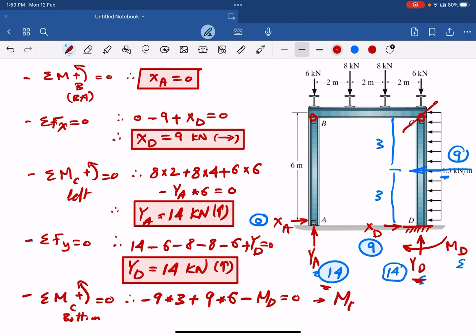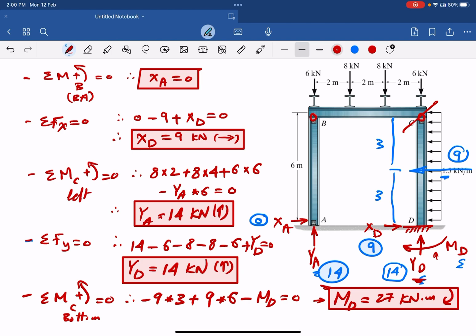And therefore we can get Md equals how much? Let's calculate this. So it will be 9 times 6 minus 9 times 3 equals 27, and it is similar to what we assumed because it is a positive value, so 27 kilonewton meter, and the same direction that we assumed from the beginning at this point. Okay, so this is the moment at D. We got all the unknowns so far.